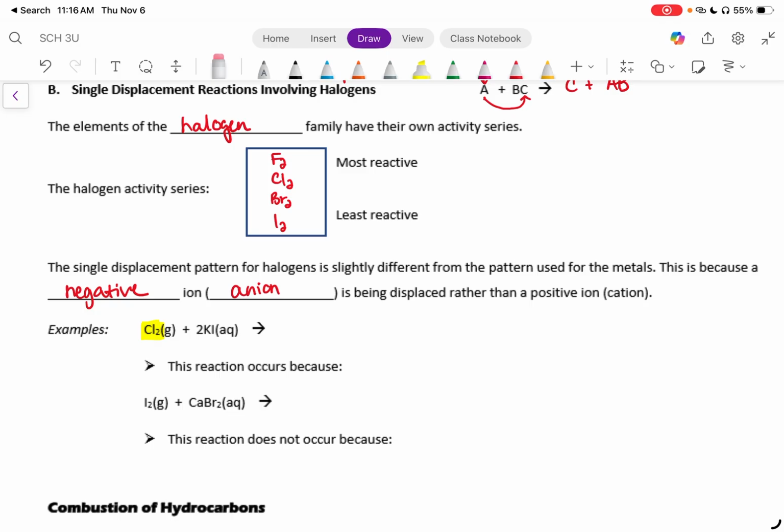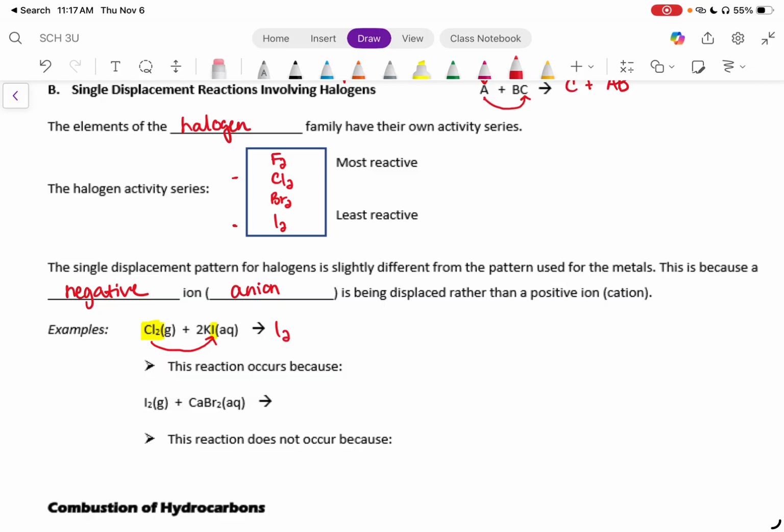So all I'm seeing is, will chlorine displace iodine? Okay, so let's take a look. Is chlorine stronger or more reactive than my iodine? It is, because I can see chlorine is above the iodine. So the chlorine is going to boot out the iodine, and the iodine is going to end up by itself.